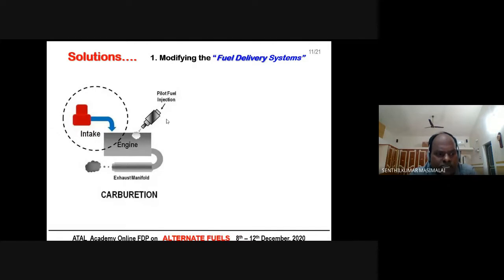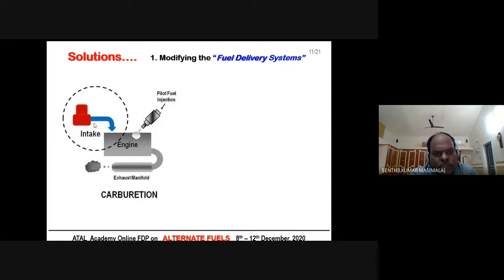But because of this carburation, you have chances for backfire, because the carburetor is fixed at the intake manifold only. Because of this, you will have some distance here, and through the distance you may have possibilities for backfire.